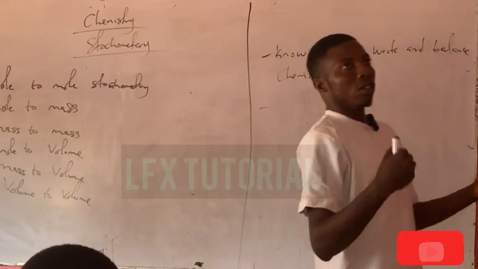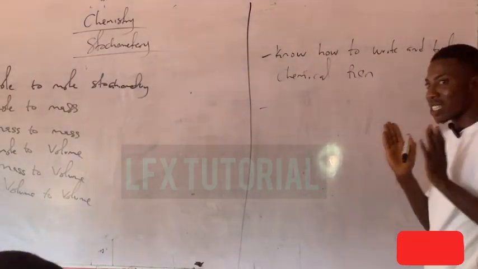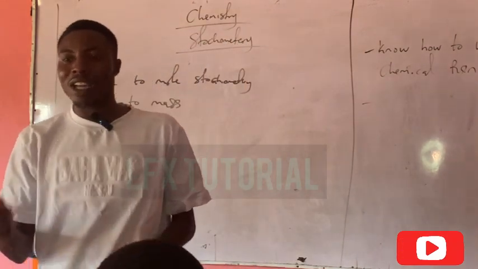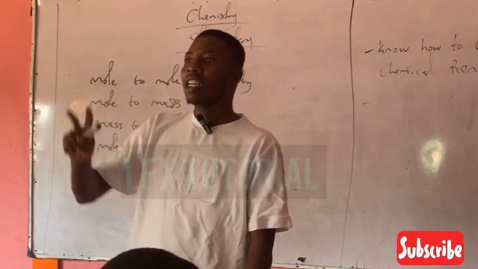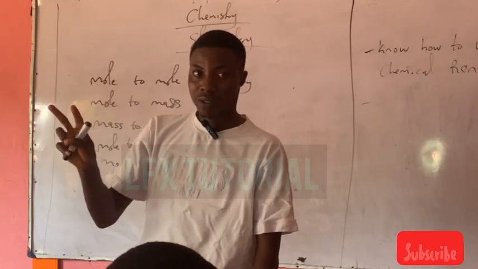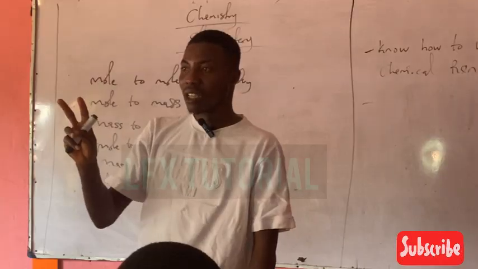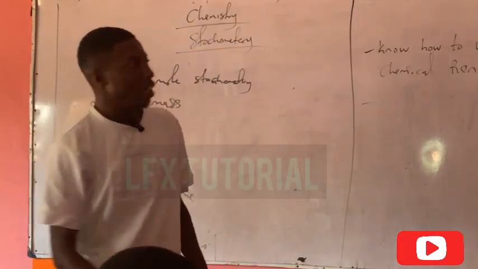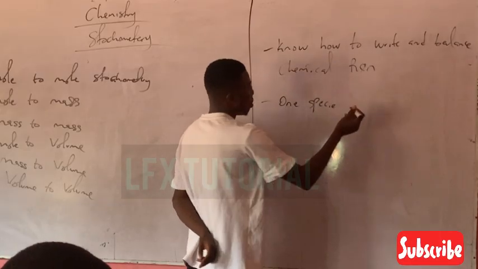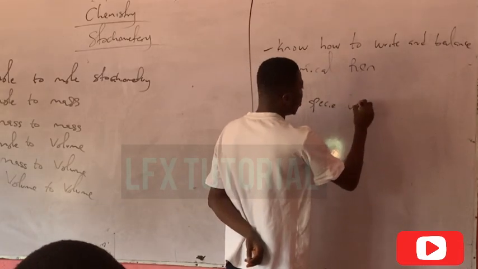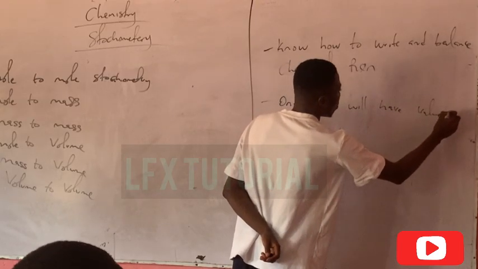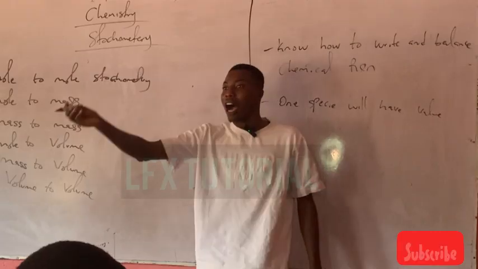Now, that's the first thing and the most basic thing first. Another thing I want you to know in stoichiometry is that you always compare two species. And of the species you're always going to compare, one species will have a value. Why will the other not have a value?